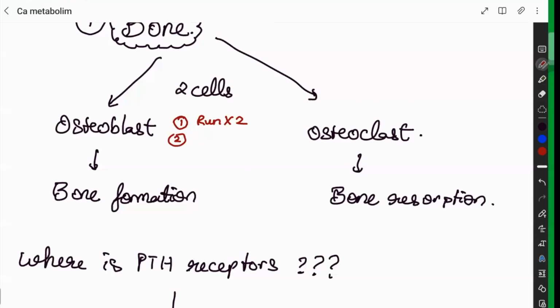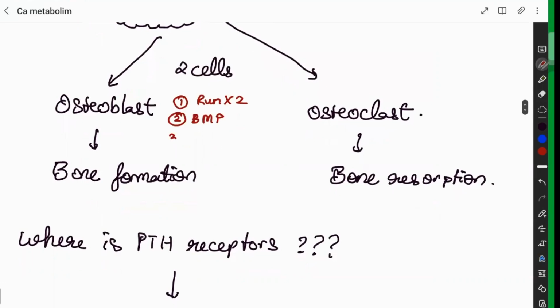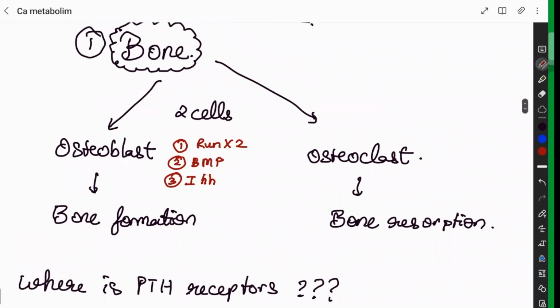Second is bone morphogenetic protein. Number 3 is Indian hedgehog. All three of them are important for the production of osteoblast. Where is osteoblast produced? Osteoblast is produced from your mesenchymal cells. Clear? RUNX2 is mainly important to regulate the proteins inside your osteoblast. So they are important for proteins in the osteoblast.